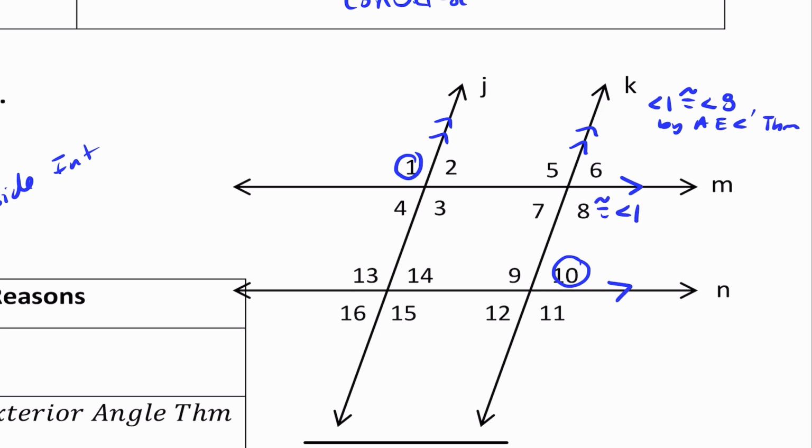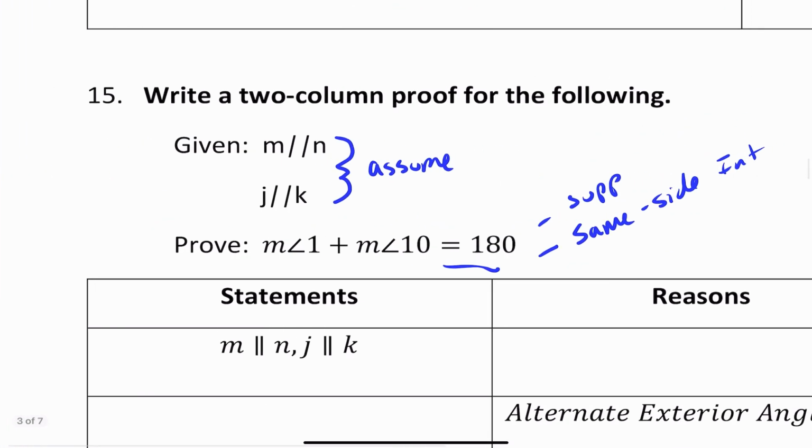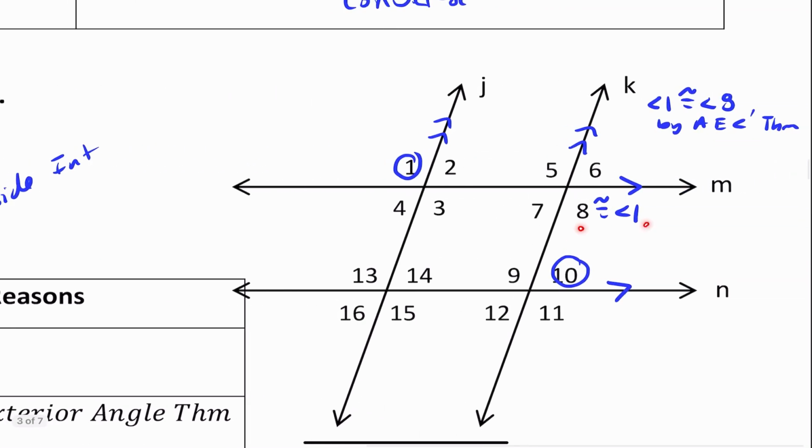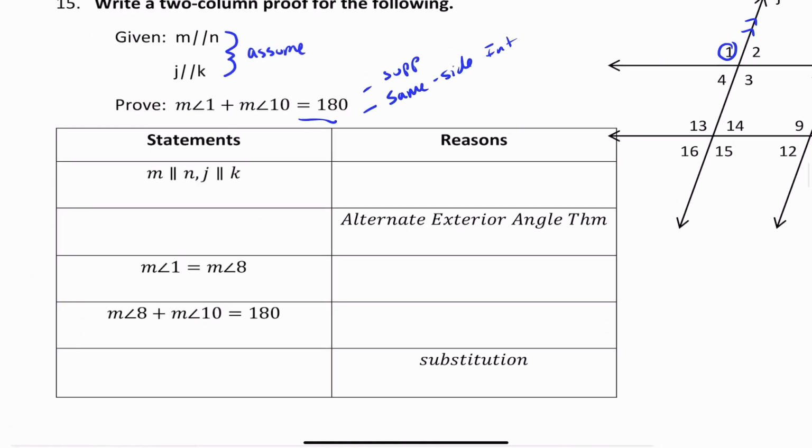And notice that here I have 8 and 10. When we get into that, it's kind of the same, because 8 and 1 are the same. They are same side. Those 2 angles here are supplementary to each other, right? Same side interior angles. So I think I have an idea on what to do. Let's go ahead and approach the proof now.